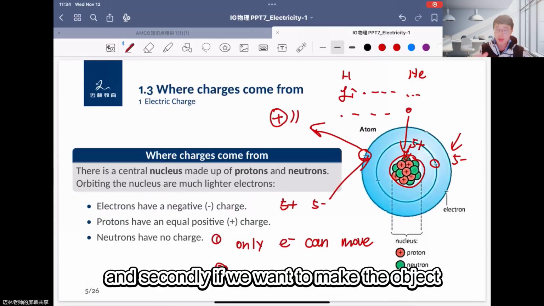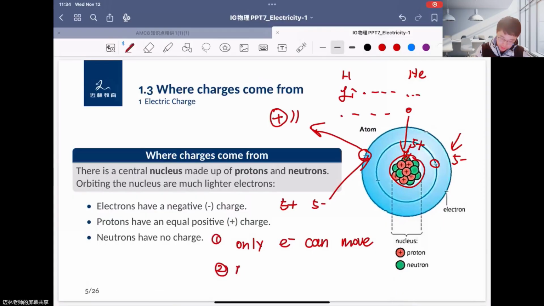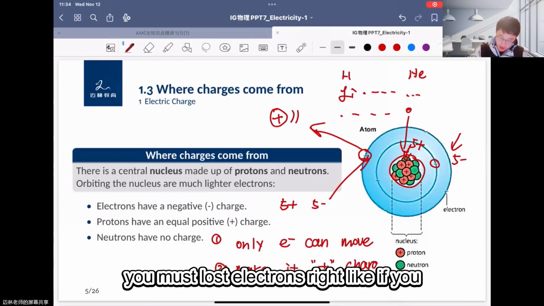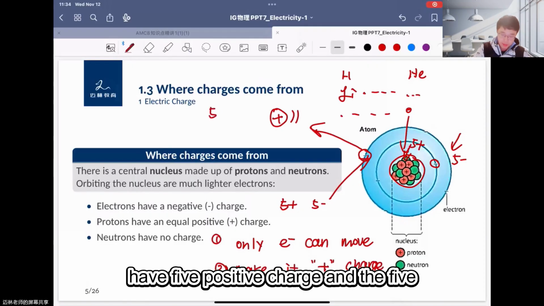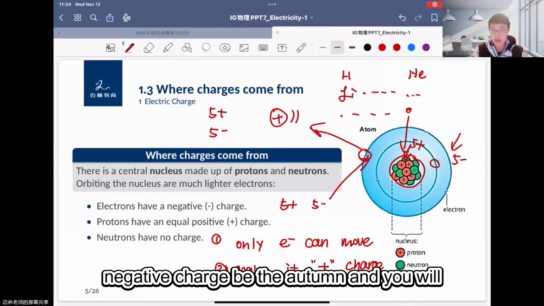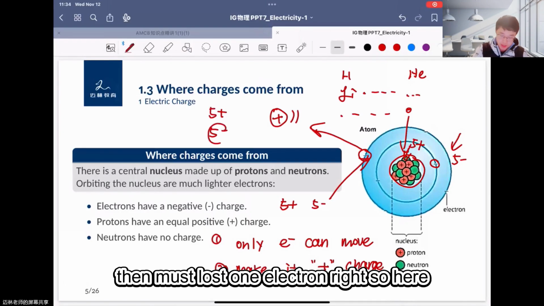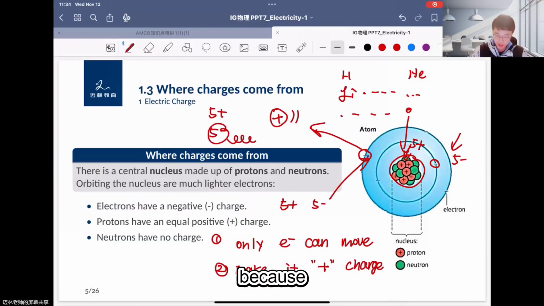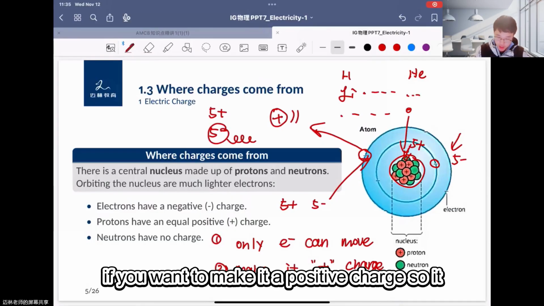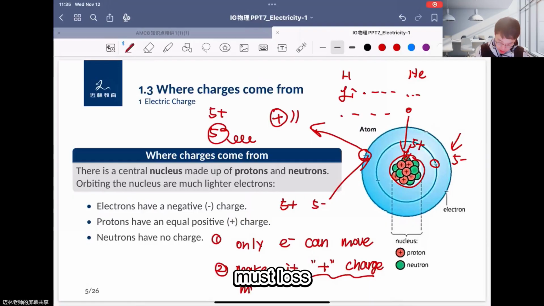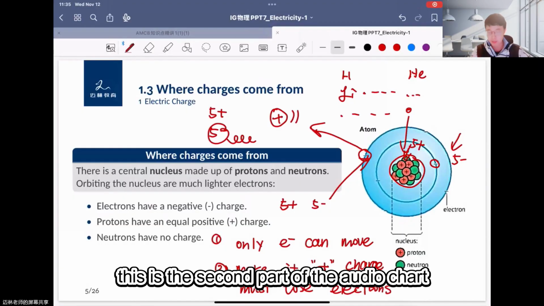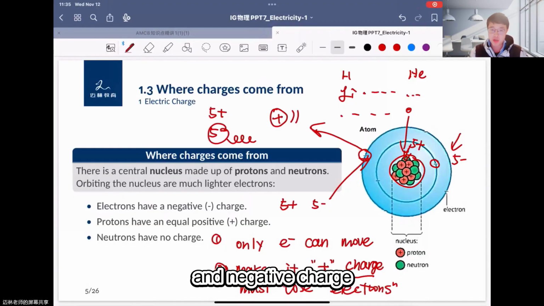And secondly, if you want to make the object have positive charge, you must lose electrons, right? Like if you have 5 positive charges and 5 negative charges in the atom, and you want to make it a positive charge, then it must lose 1 electron, right? So here we can say if you want to make it a positive charge, it must lose electrons, okay? This is the second part of the positive charge and negative charge, okay?